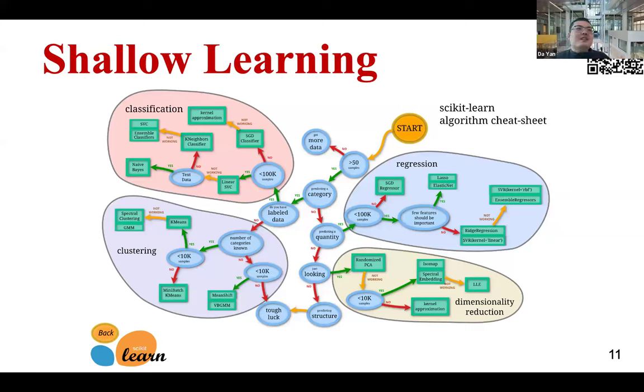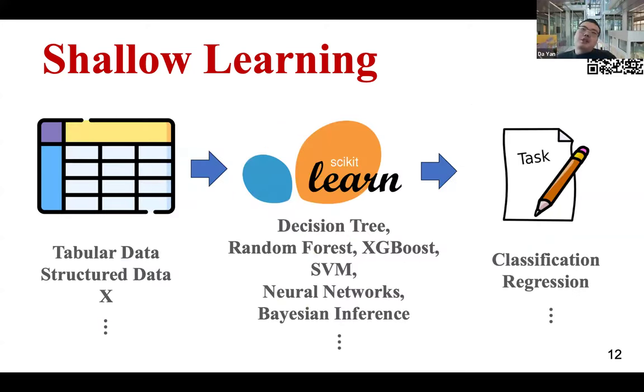And scikit-learn has maybe hundreds of models already integrated, and you can just call them to use. So the typical tasks are classification and regression, right? You want to predict how severe a disease is, like cancer, which stage you are in for some patients. And you can also do classification, which category of a tumor it is or whatever. So these are the shallow learning tasks, okay?